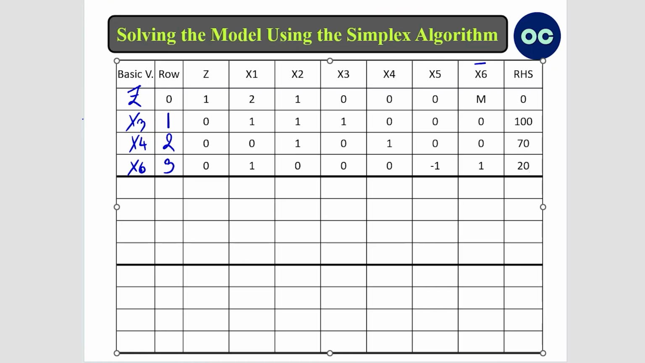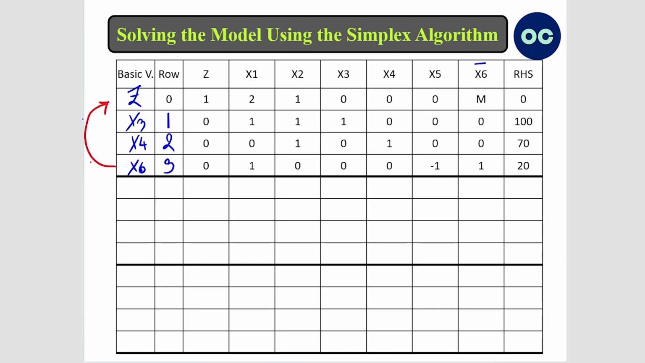Here there's a point. x6 is a basic variable, but it still is in the objective function. To remove it from the objective function, we subtract row number 3 times M from row number 0. Now x6 is a basic variable and has 0 in the objective function.